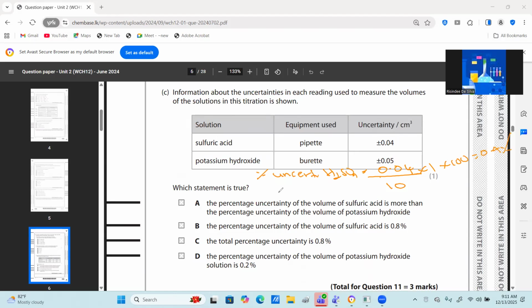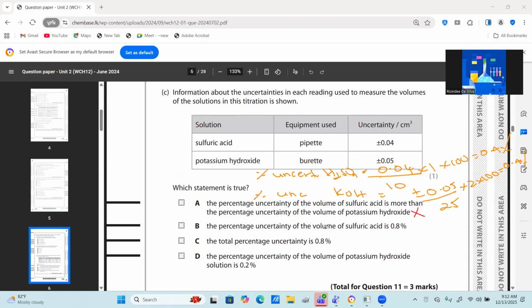If I find the percentage uncertainty of KOH, it's in the burette. So plus or minus 0.05, 25 into 2, into 100. If you take 0.05 divided by 25 into 2 into 100, that is also 0.4%. The percentage uncertainty is more than the percentage, so that is wrong. Both are equal. So the first one is wrong.